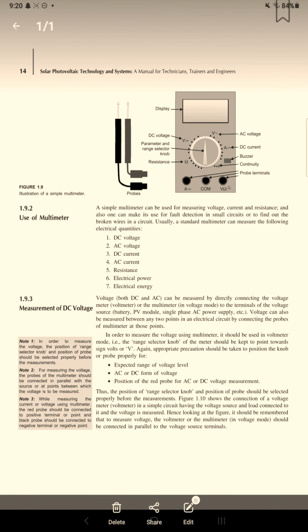So I will repeat again. A multimeter is a device which can measure many different parameters like DC voltage, AC voltage, DC current, AC current, resistance, electric power, electrical energy, and as I told, some multimeters can even measure temperature.